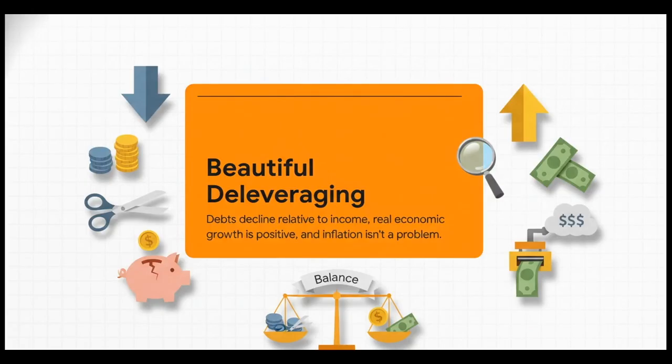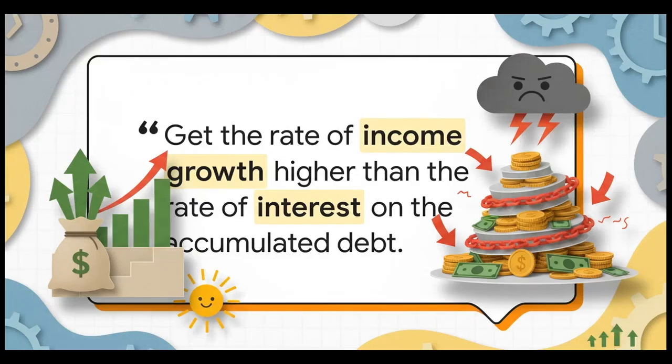And when they actually get that balance right, it's called a beautiful deleveraging. Now, don't get me wrong, it's still a really tough time, but it's managed. The painful deflationary stuff is balanced by the inflationary stuff, like printing money, and you avoid a complete depression. So, at the end of the day, it all boils down to a really simple math problem. You have to get incomes growing faster than the interest on the debt is piling up. If you can do that, you can slowly and steadily work your way out of the hole.